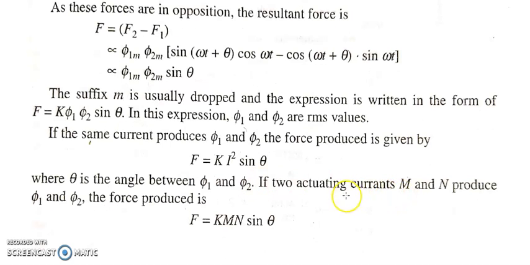If both are different quantities and you want to represent it in another form, then you can write it like this also: K m n sin theta. M is due to phi 1 and N is due to phi 2, and sin theta remains as it is. So F is equal to K m n sin theta. So this is the expression for force due to the two alternating quantities in an induction relay, as well as the wattmeter type of induction relay as well as your cup type induction relay.